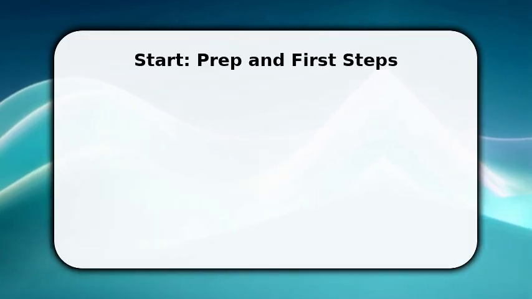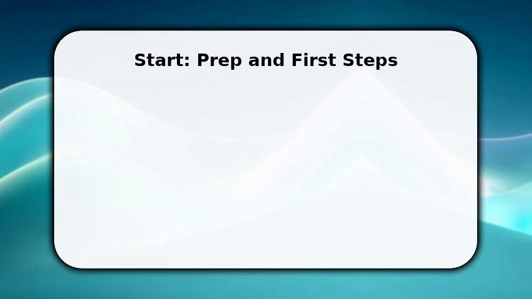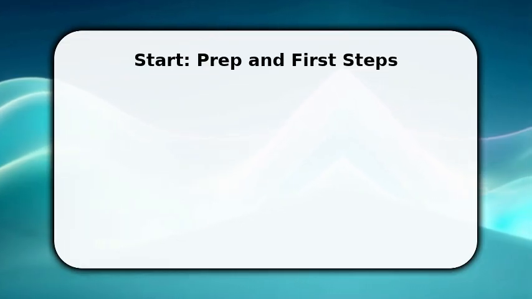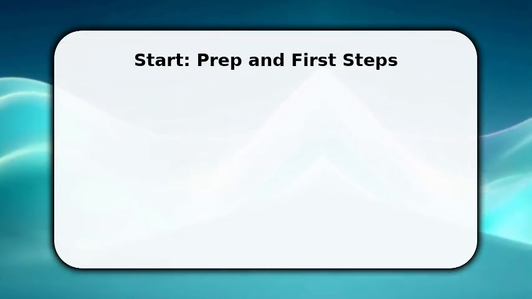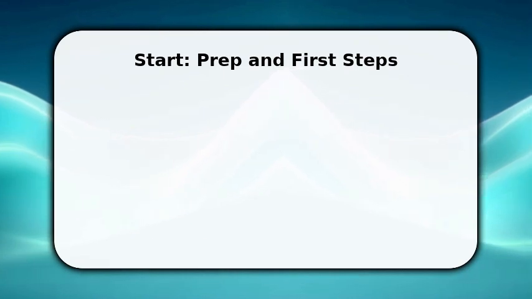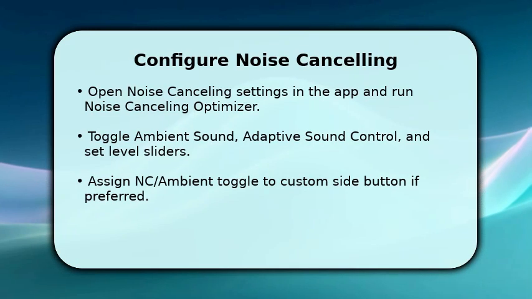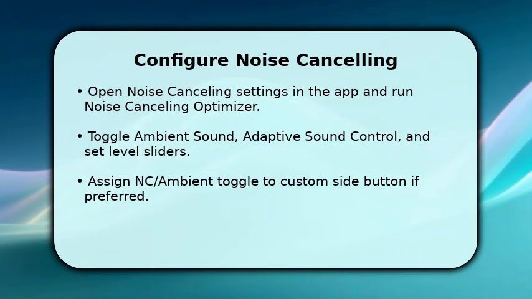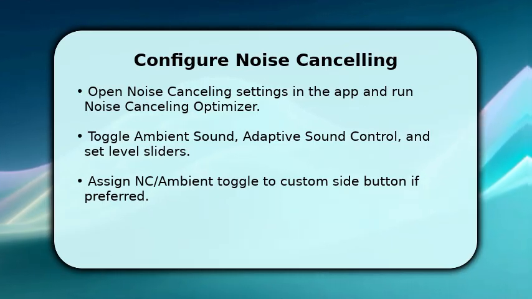In the app, tap to recognize the device and accept any firmware prompts. This ensures you can access the noise-canceling features and optimizer immediately. Now configure the core noise-canceling features. Open noise-canceling settings in the app and run the noise-canceling optimizer to calibrate for your ear shape and glasses.